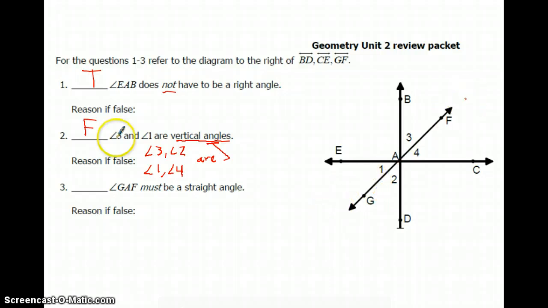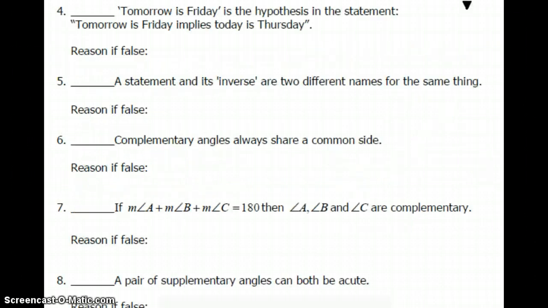GAF must be a straight angle. That is true. One of the things you can assume from a picture is that if something looks like it's collinear, then yeah, it really is. So that's that. 4, true or false?